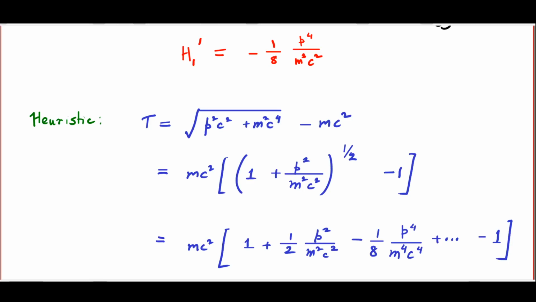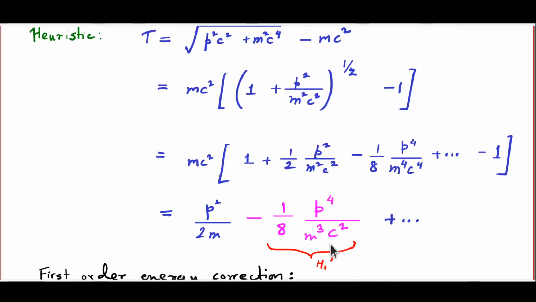And this is exactly the calculation that we do to show that the classical, or non-relativistic, result can be obtained as a limit from the relativistic result. However, what we are focusing on at this stage is the next term. This is the second term or the third term, depending on how you count it, in the binomial expansion: minus 1/8 p to the 4 by m to the 4 c to the 4. And when you multiply that by mc squared sitting outside, you get this term, minus 1/8 p to the 4 by m cubed c squared.